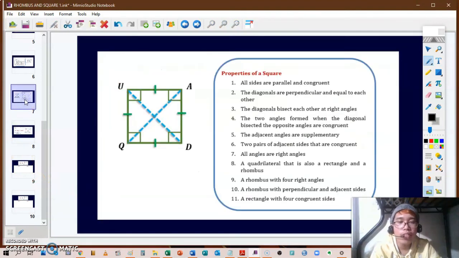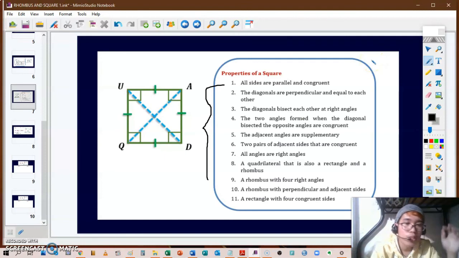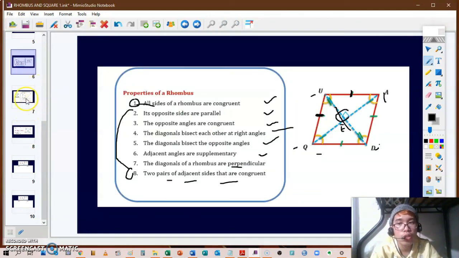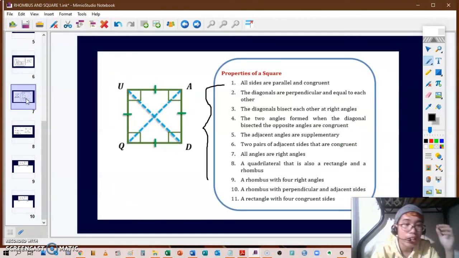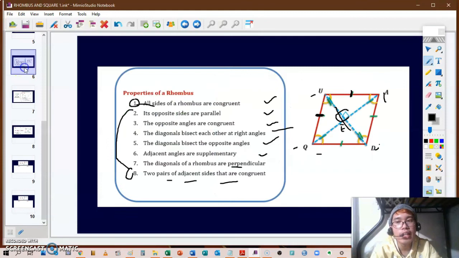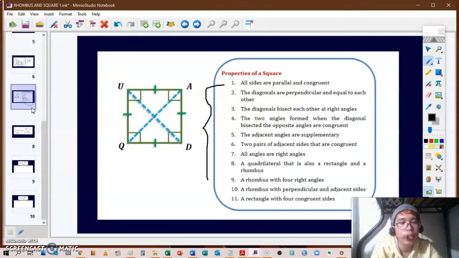Okay, so we have here the properties of a square. We have 11 properties of a square. The first one is all sides are parallel and congruent, the same as the rhombus. And the diagonals are perpendicular and equal to each other. So for a rhombus, the diagonals are only perpendicular, but for a square, they are perpendicular and equal. Okay, so remember that, guys. For a rhombus, the diagonals are not equal, but for a square, they're equal.